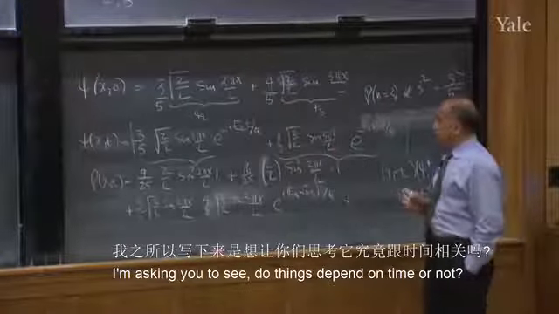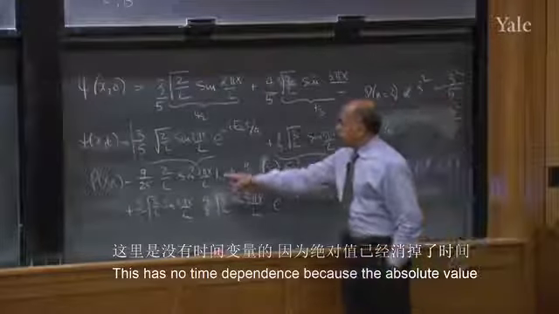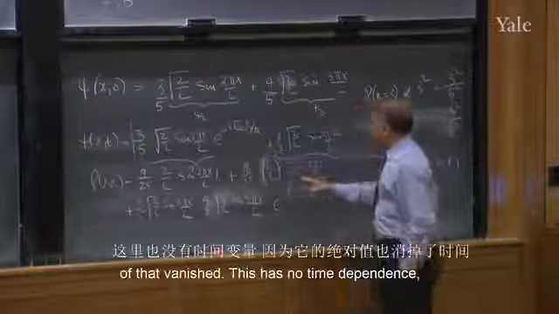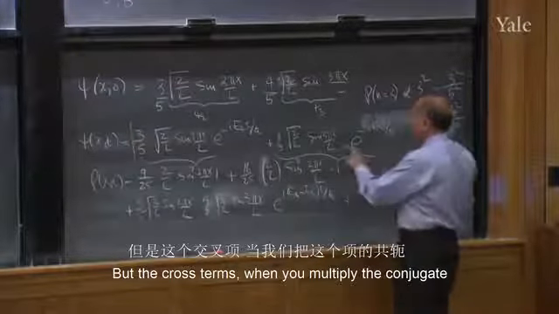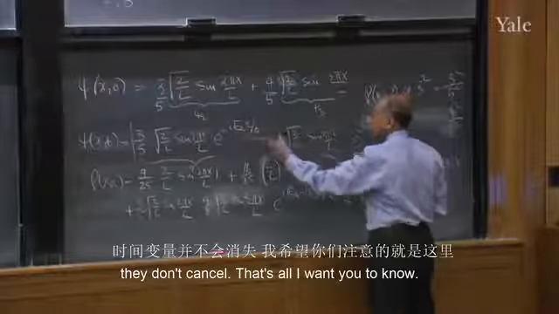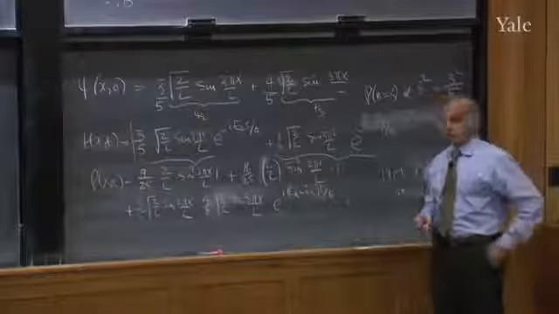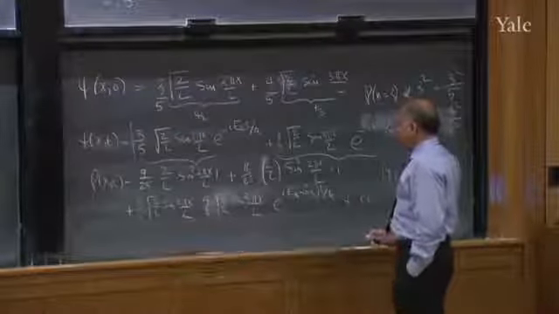I'm asking you to see: do things depend on time or not? This has no time dependence because the absolute value of that vanished. This has no time dependence, absolute value of this vanished. But the cross terms, when you multiply the conjugate of this by this, or the conjugate of this by that, they don't cancel. That's all I want you to know. So I'll get a term like this plus this complex conjugate. I don't want to write that in detail.